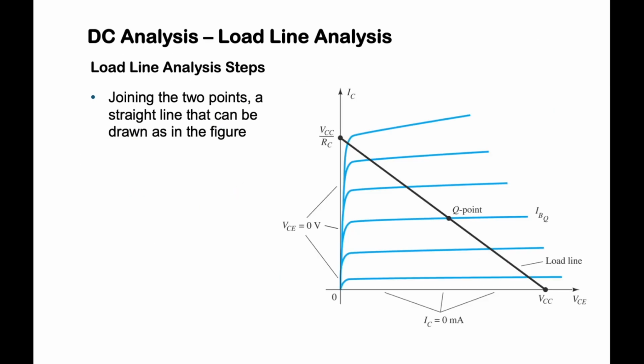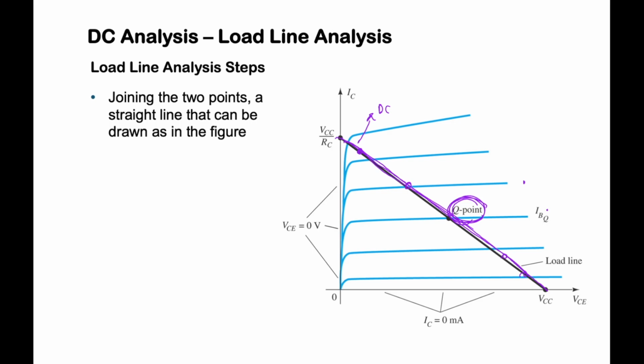Okay, so the Q point must lie on this DC load line. So the Q point cannot be somewhere else. It must be on this DC load line, either here, here, or here. It must be along the DC load line. So once you have your DC load line, then only you can determine where your Q point is.